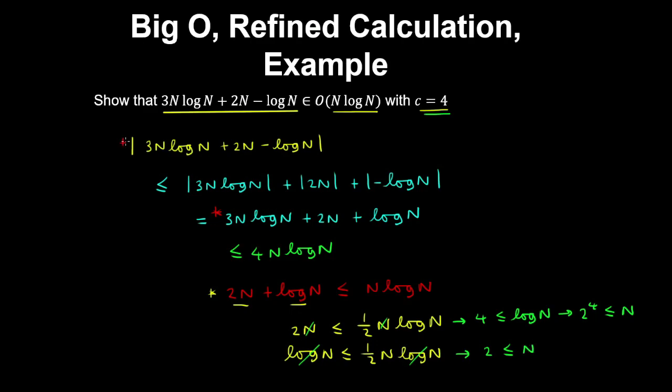So therefore the absolute value of our function is less than or equal to c times n log n if n is greater than or equal to the larger value, which is 2 to the 4 or 16. And therefore our function is O(n log n) with c equals 4 and n naught is 16.